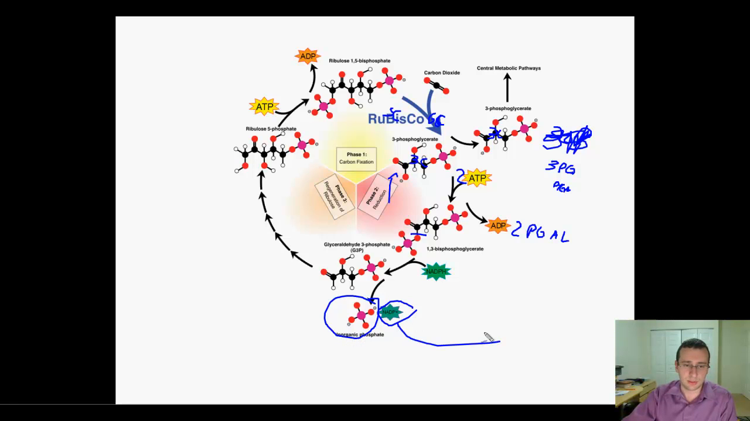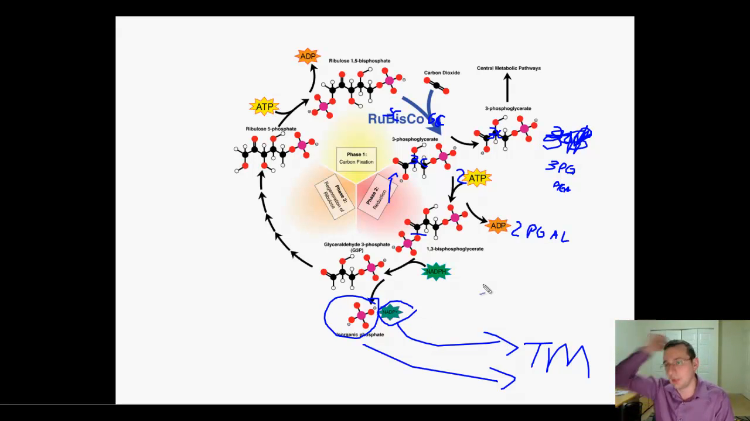Now, this unloaded truck and the phosphate group are both going to go back to the thylakoid membranes, where they're going to be used again to recharge ATP, and used again to recharge the truck. So these guys are going to go back to the light reactions. But this molecule that is now produced is called G3P, or glyceraldehyde 3-phosphate.